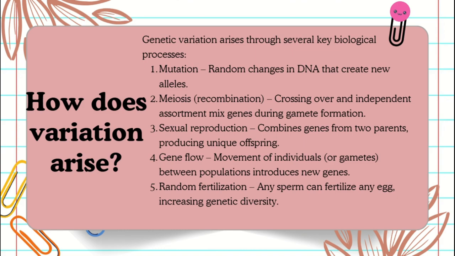And then you have gene flow, which is basically the movement of individuals between populations, and that helps to introduce new genes. You also have random fertilization. The example that I would give is that during conception, when a woman gets pregnant, you have lots and lots of sperm cells, but only one will actually fertilize the egg, and only one will actually get the woman pregnant. That's also random fertilization.